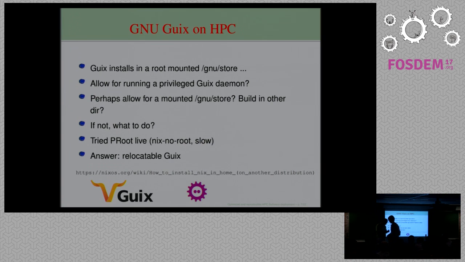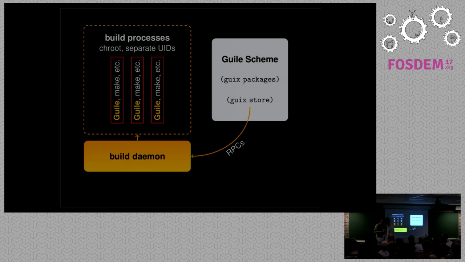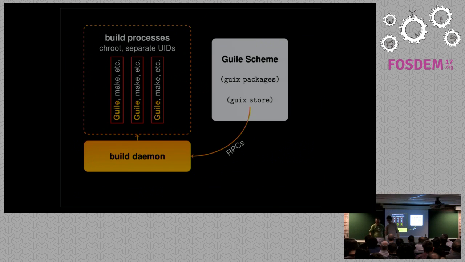So just one last thing. I was talking about isolated build environments, right? And essentially we have a build daemon here, and that's what provides isolated build environments. But that daemon needs to run as root, which is a source of problem on HPC machines where you cannot have this daemon running as root. Right. And I have a solution.